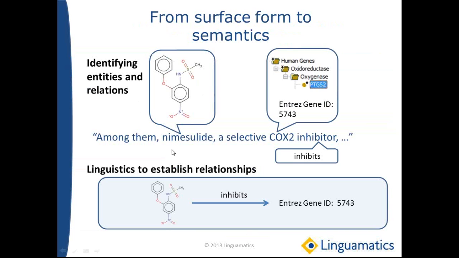So we're going from the surface form of a word to the semantics. In this particular sentence, we've got a compound here. We can find out its structure using the name to structure. We've got COX2, and we can also look that up in our terminologies and find an Entrez gene ID for it. And then we have the word inhibitor, which we can find as a relationship. And then we can use the sentence structure to say that actually it's the compound inhibiting the gene. So different ways of expressing things, whether different words to express the same concept, or different grammatical structures to express different relationships, we can standardize all that and get one representation out.